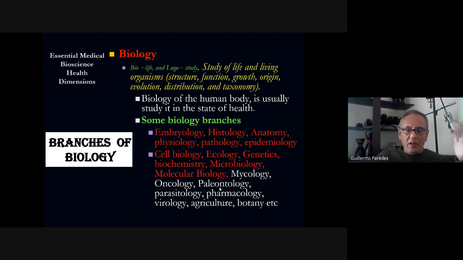Parasitology, yes, we will talk about parasitology in anatomy and physiology. Pharmacology, of course. Virology, virus. Agriculture, no. But botany, a little bit, in some herbs that we are going to talk about in pharmacology. So if you see from all I mentioned, there are many branches of biology. And what we are doing in this course called Essential Medical Bioscience is to pick up material from many of these branches and direct it to what you need to know for your nursing program.